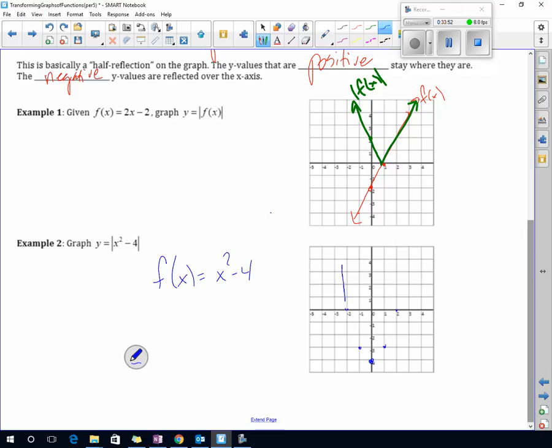Okay, so how would I graph now the absolute value of that? Does everybody see that would be, if I absolute value the f of x, that's the absolute value of x squared minus 4. So y values stay the same. And what happens to below there? It flips up. Very good.